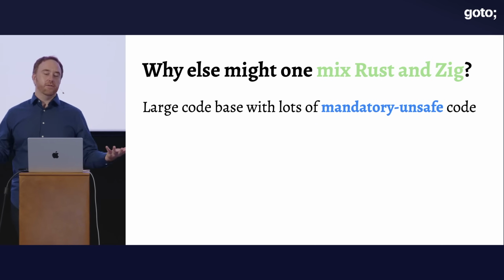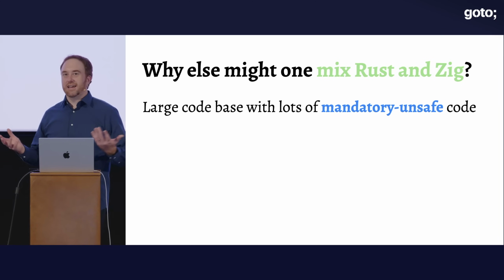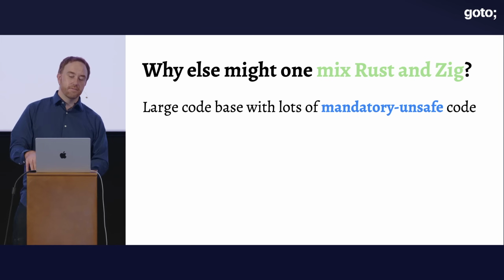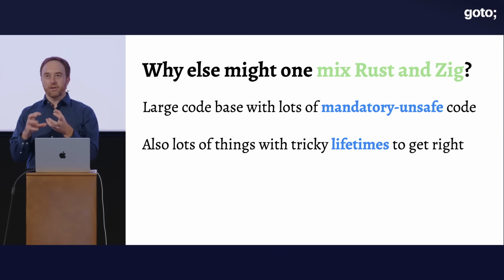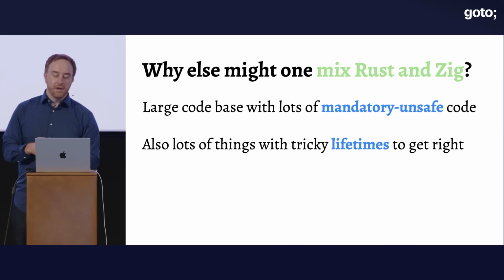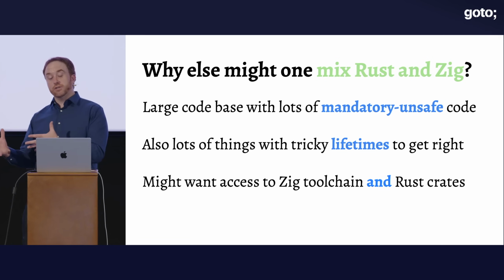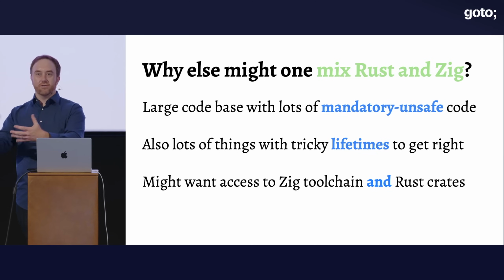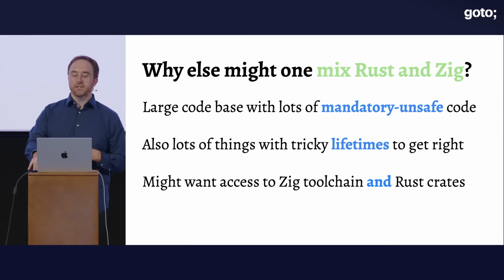So let's say you had, for example, a large code base with lots of mandatory unsafe code like we do. I've never worked on an operating system, but I could imagine an OS kernel would have a lot of stuff like that for device drivers and things. Then maybe you also have a code base where you have lots of tricky lifetimes to get right, where things are getting passed around a lot and it's tricky to remember when things need to get allocated and deallocated. Rust could help with that. But maybe you want access to the Zig toolchain, but also you want access to the Rust crates ecosystem. Maybe somebody's implemented something really nice in a Rust crate. The Rust ecosystem's, at least today, much bigger than the Zig ecosystem. That might be another reason you might want to mix those.